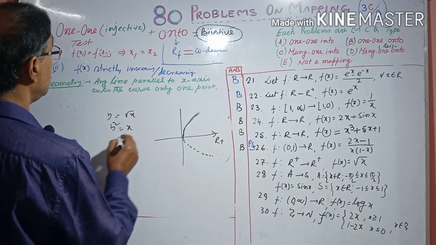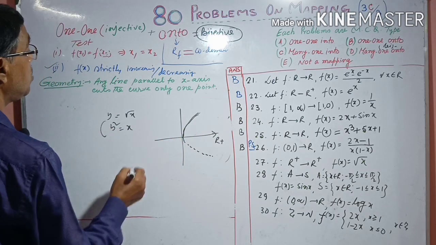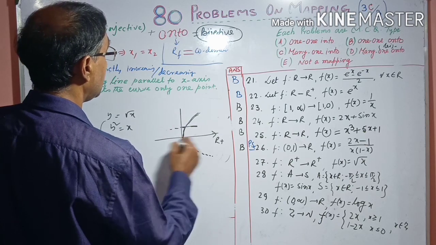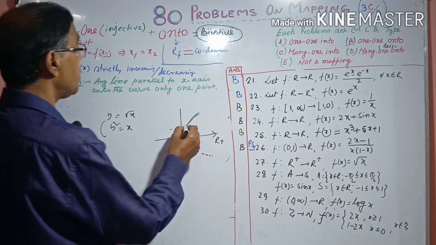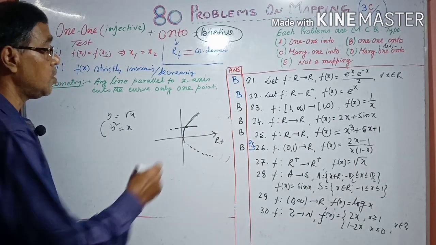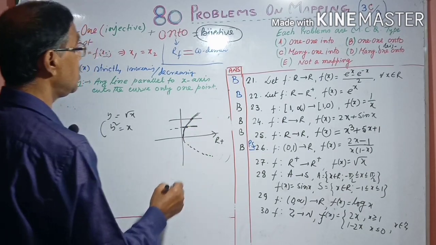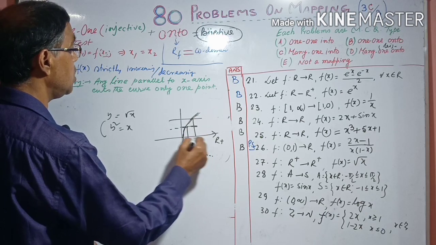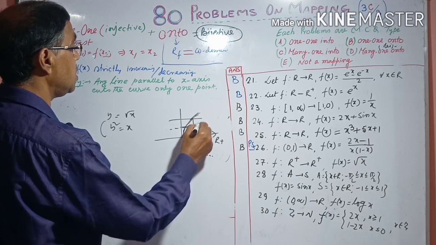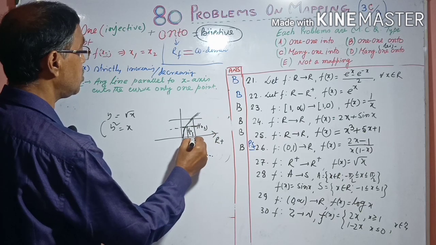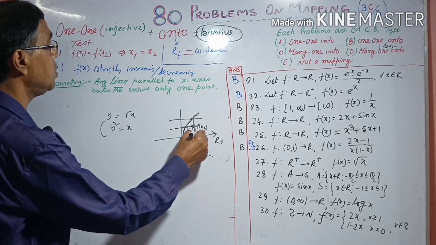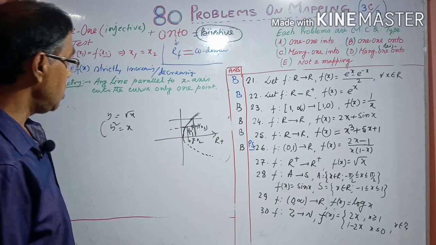and range also. For one-one checking, it is also one-one: any line parallel to the x axis cuts the curve at only one point. So for different values x1 and x2, you get f of x1 and f of x2. Therefore x1 not equal to x2 gives f of x1 not equal to f of x2. So it is also one-one.